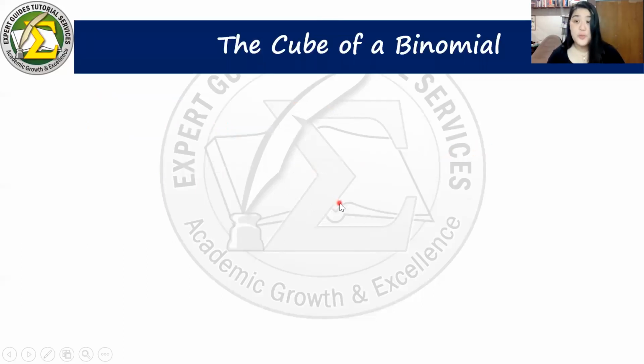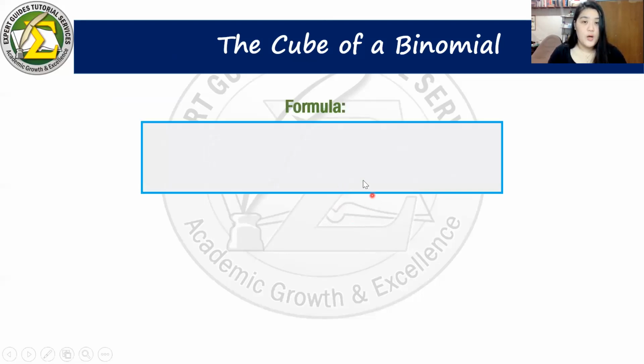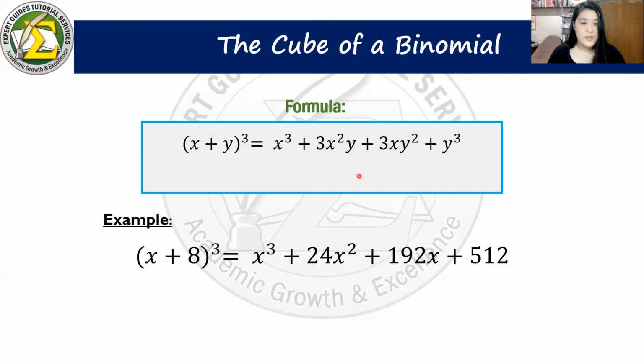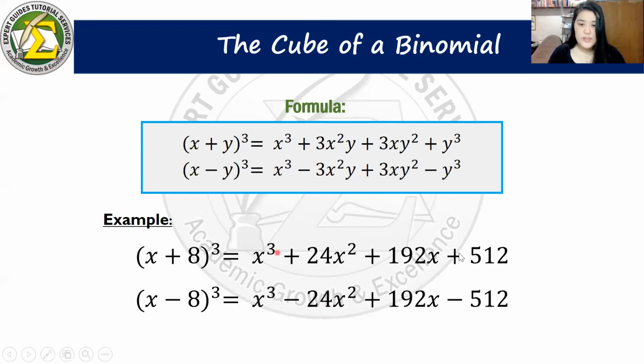We also have the cube of a binomial. So what happens if we have the cube of a binomial? We actually have two examples for this one, or two cubes, which is x plus y cubed, and then also x minus y cubed. So it has two examples here. So for example, we are given x plus y, and then you're going to cube this quantity.